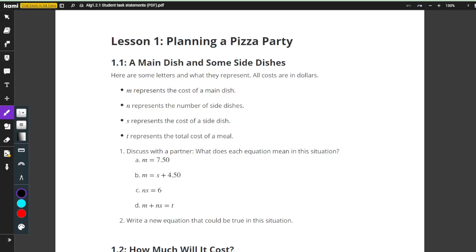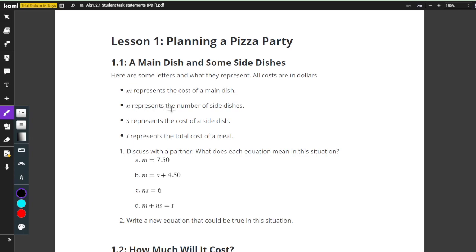Now this is our warm-up. Our warm-up is going to be representing how these represent our dishes. Okay, main dish and some side dishes. So this is our warm-up right here. We're going to talk about this. So let's talk about M. M represents the cost of a main dish. So just remember, the cost of a main dish is M, where M is a main dish. So that's going to be a dollar amount.